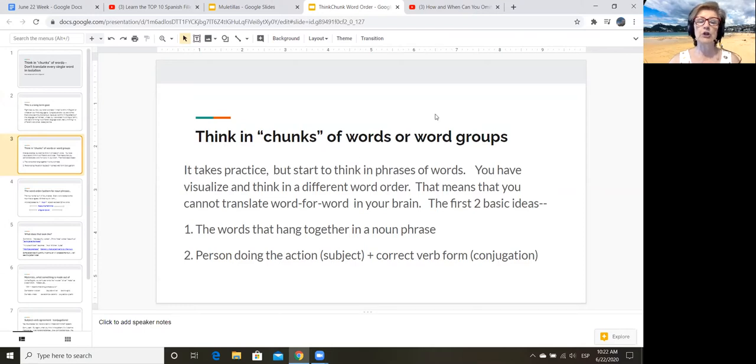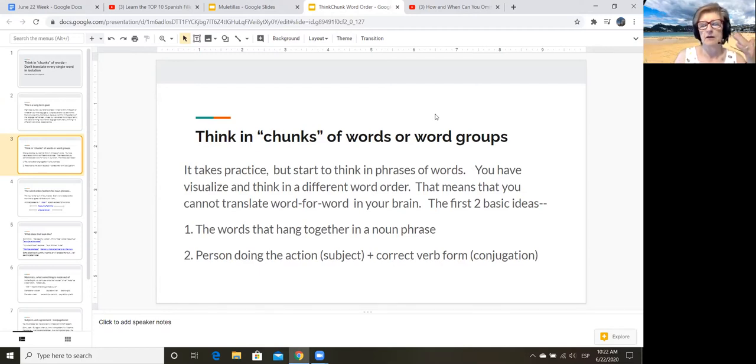So we're going to look at two of these chunk ideas today. And I'm going to then show you some examples of chunks. And I'm going to ask you to help, after my examples, to supply some of these chunks. Okay. The two chunks we're going to look at are words that hang together in a noun phrase. Los sustantivos, nouns, los sustantivos. Los sustantivos son importantes. Nouns are important because they name things we want to talk about. And quite often we want to describe those things. So that means we need to be able to use those words with a certain amount of confidence, okay?